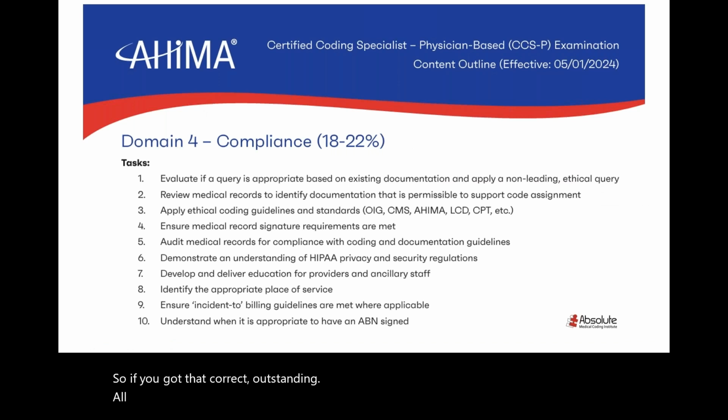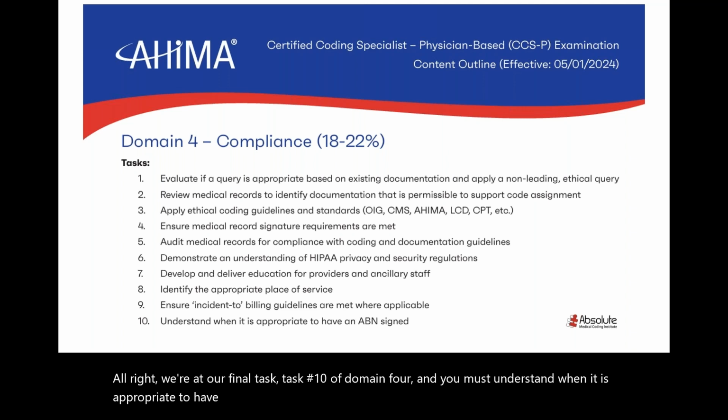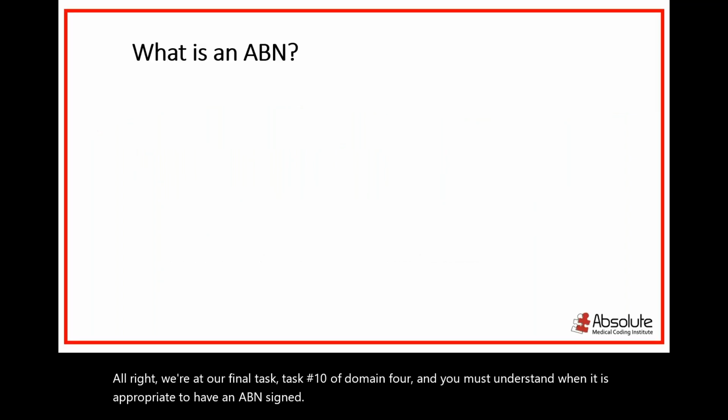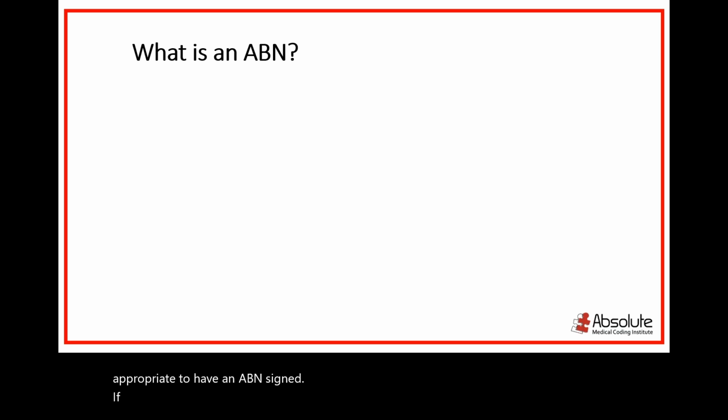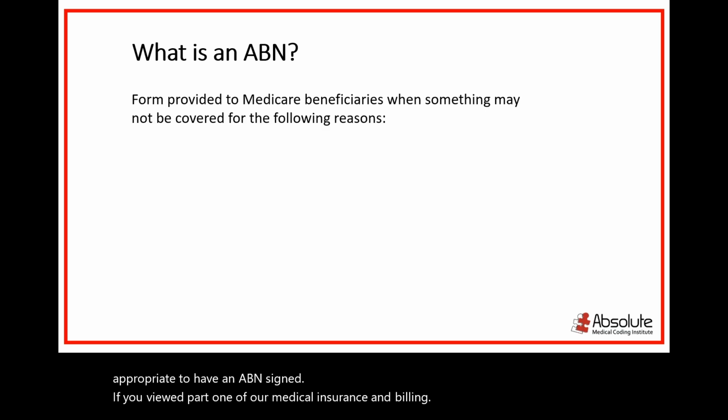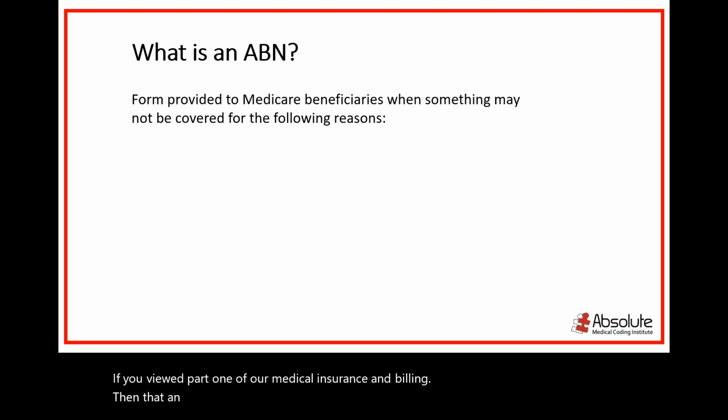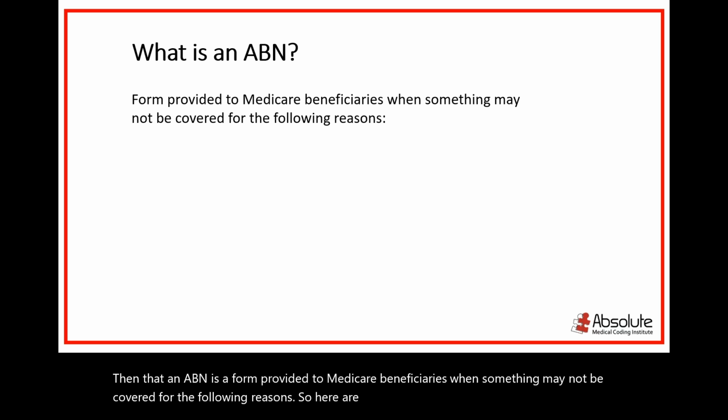We're at our final task, task number 10 of domain 4, and you must understand when it is appropriate to have an ABN signed. Well, if you viewed part 1 of our medical insurance and billing, then you know that an ABN is a form provided to Medicare beneficiaries when something may not be covered for the following reasons. So here are the 3 reasons.